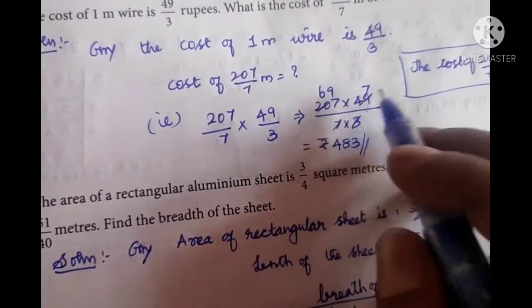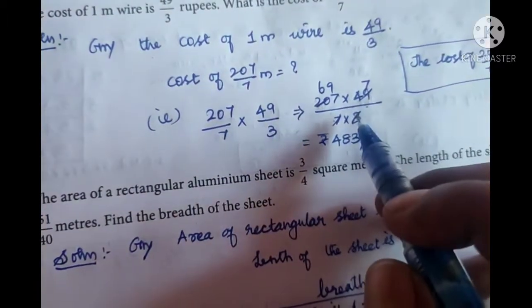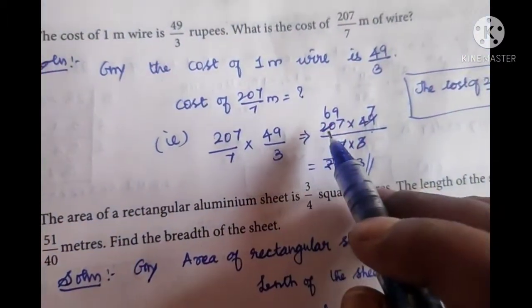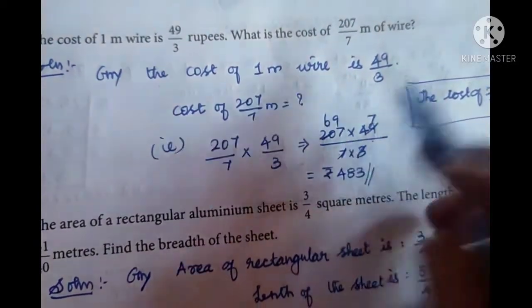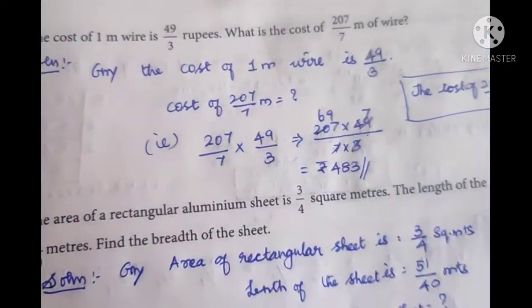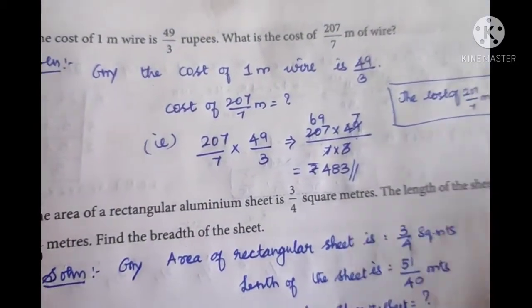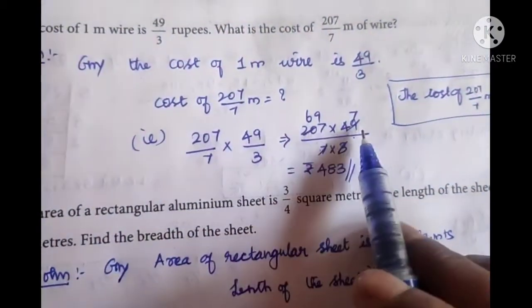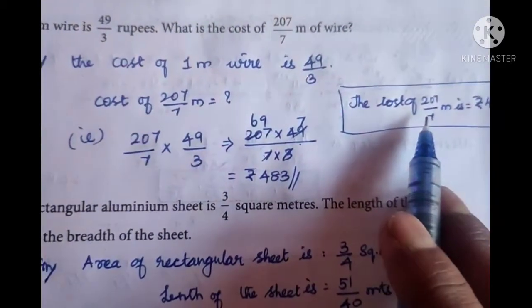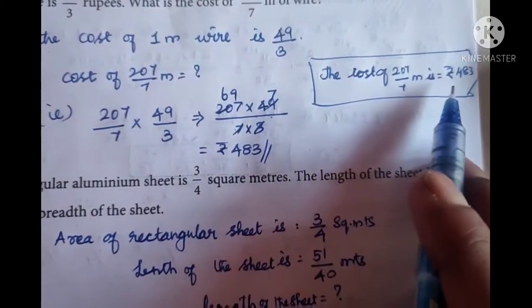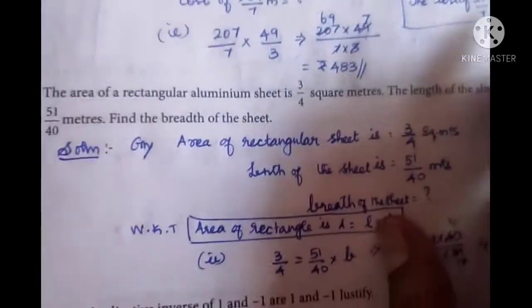7 7s are 49, 3 cancel, 6 3s are 18, remaining 2, then 7 add 2 is 9, 9 3s are 27, then 69 into 7 is equal to 483. Therefore, the cost of 207 by 7 meters is rupees 483.